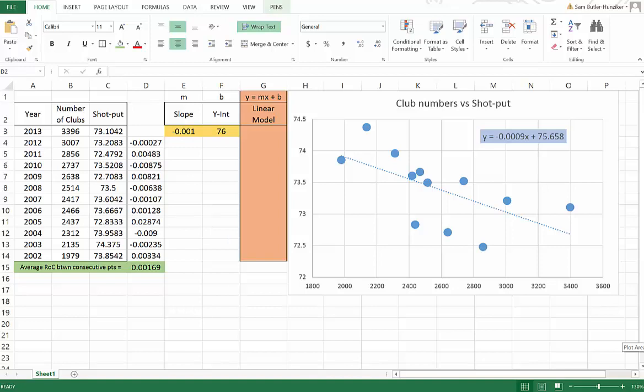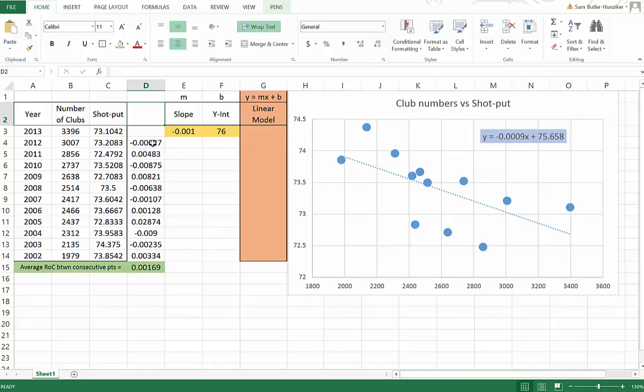Finding a linear model for your data. First, you can see we've already got our model plotted on a curve. I went ahead and used Excel to plot a trend line with the corresponding equation. And in order to come up with our linear model, we need both a slope and a y-intercept, right? y equals mx plus b.